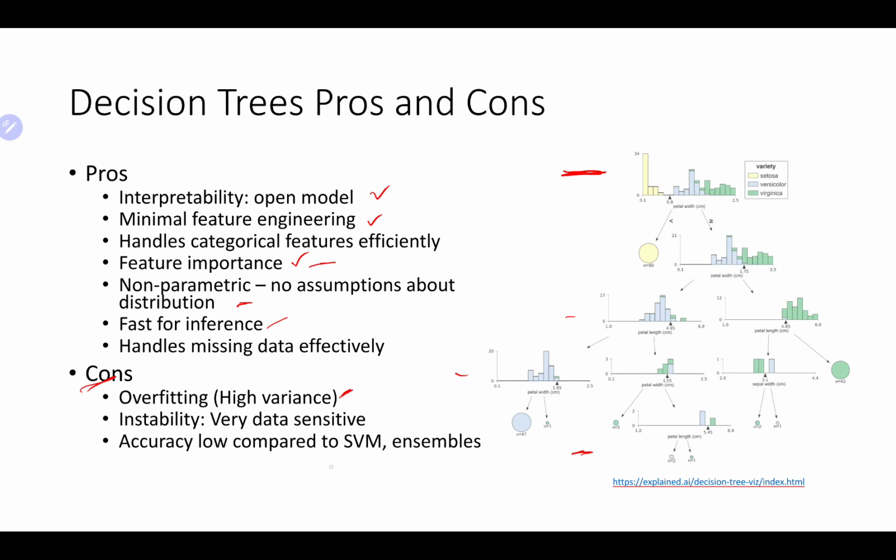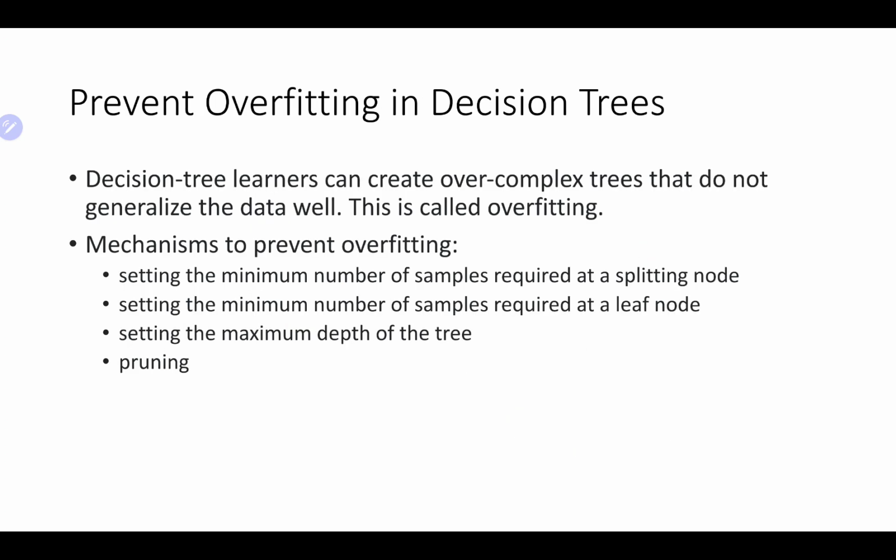High overfitting, high variance is a problem because it tries to reach a pure condition. So it will split and split and split if it is not stopped by anyone else. So that will lead to an overfitting problem. The instability, as I said, is very data sensitive, right? So a small change in data gives a rather different decision tree, which is not good. And the accuracy is probably not generally as good as the other more complex, more advanced models out there. So it seems like overfitting is a major problem.